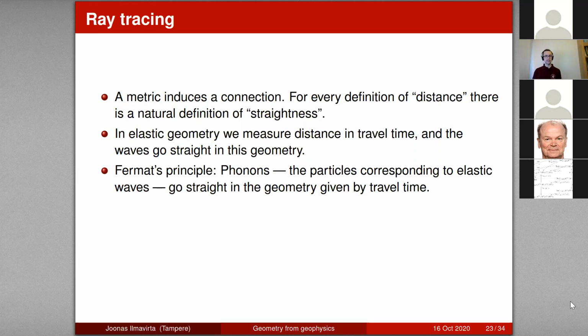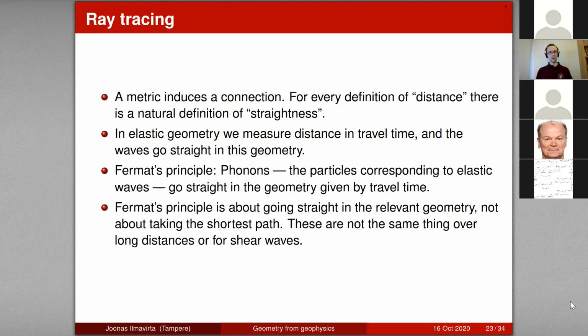And Fermat's principle says that these phonons, so these particles corresponding to these waves, go straight in this geometry. So Fermat's principle just becomes this. The principle is about going straight in the relevant geometry. It is not about taking the shortest path. This straight formulation of the principle turns out to be a very robust way to see things, and it's valid in a lot of cases where the short formulation doesn't really work out. The short version will usually fall apart if you have interfaces, or long distances, or shear waves. The description can fall apart immediately. But if you use this straight-going business, then things work out just fine. You just have to be careful what it means to be straight, but then that will have a sensible definition.